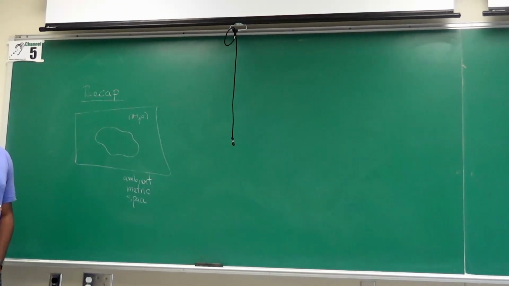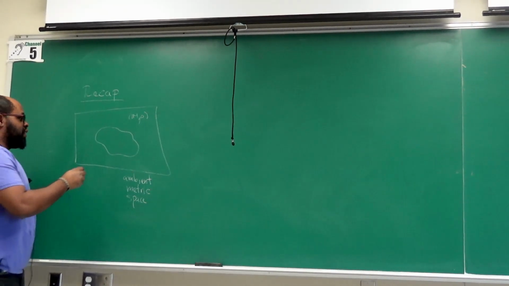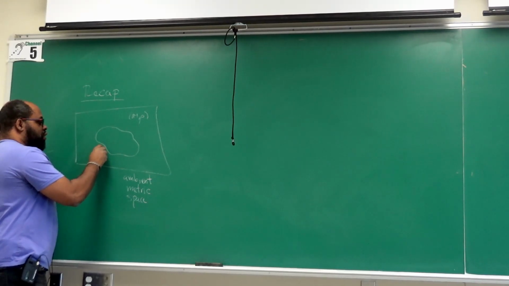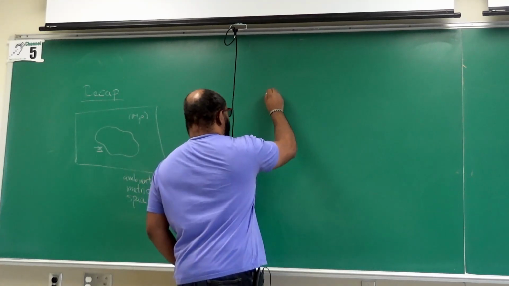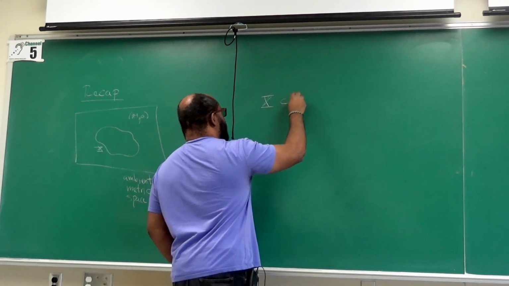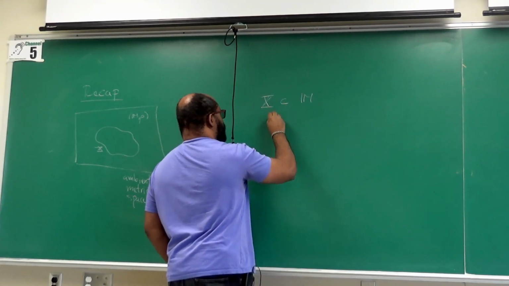So we have our ambient metric space, and inside it, we often have some shape that we're interested in. This is the underlying space that has the ground truth. So this is some X, and we're going to put it over here.